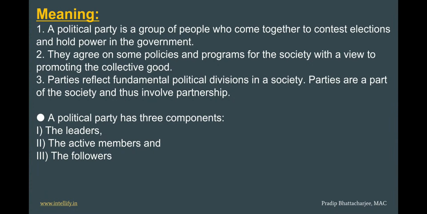So a political party is a group of people who come together to contest elections and hold power in the government. They agree on some policies and programs for the society with a view to promoting the collective good. Parties reflect the fundamental political divisions in a society. Parties are a part of a society and thus involve partisanship. A political party has three components: the leaders, the active members, and the followers.